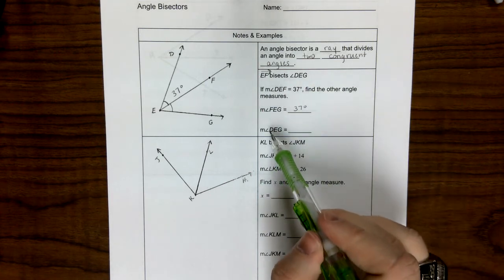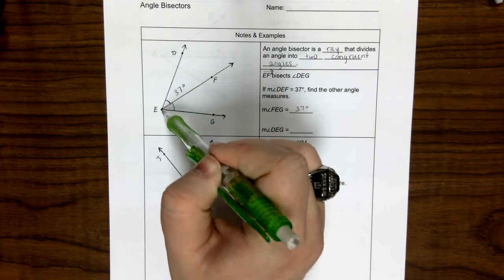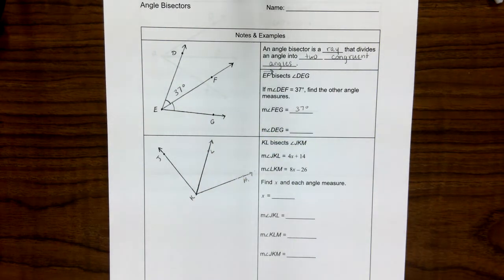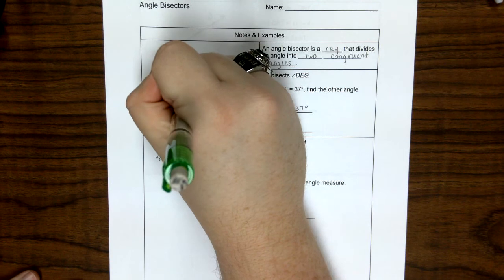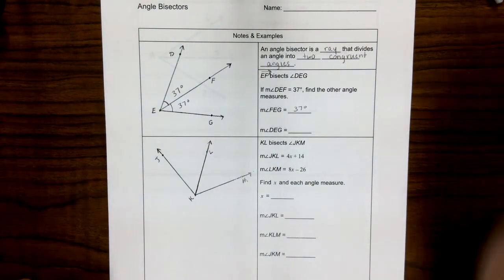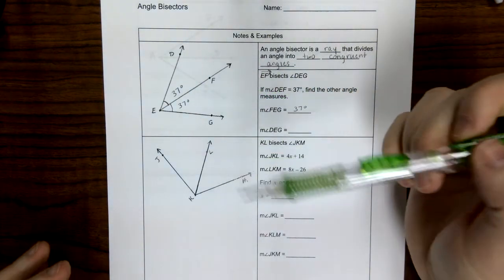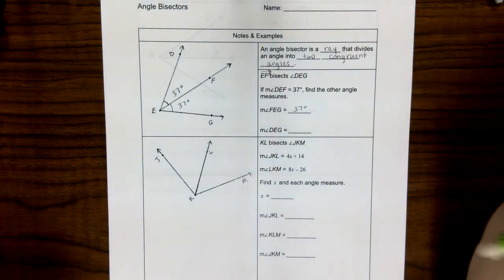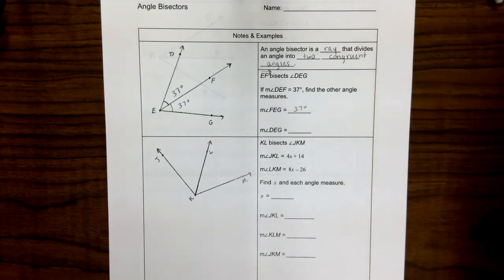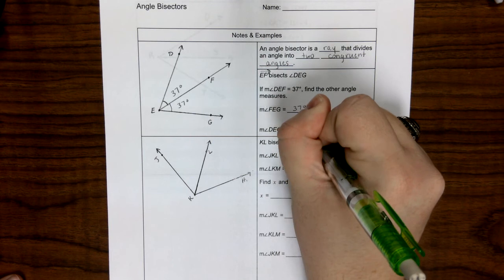All right, then we want the measure of angle DEG. DEG, that is the big angle. Let me put this other 37 in here. Both halves of DEG are 37, so you can think about it as 37 plus 37, or 2 times 37. Either way works, and you should get that it is 74 degrees.